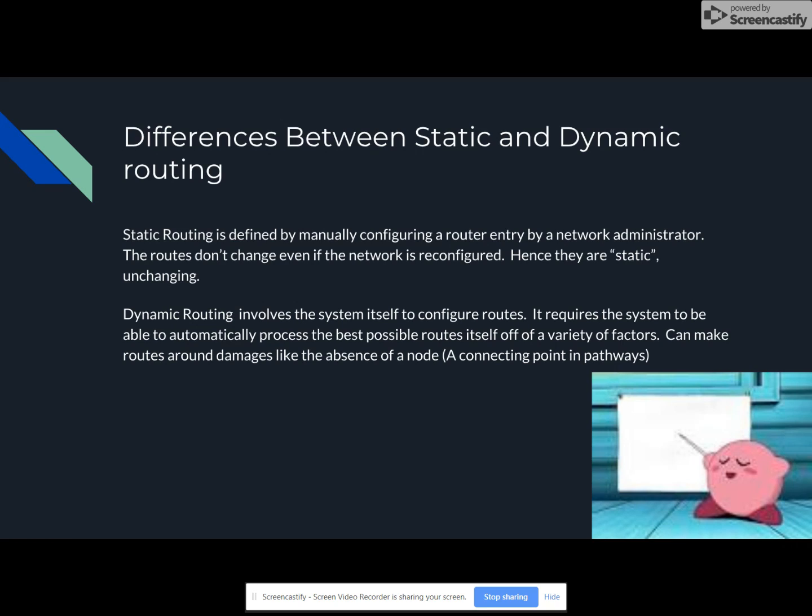So static routing is basically what we do here in Cisco. We manually configure all of the router entries. But the thing is, even if the router is changed or reconfigured, the routes stay the same. Hence, that's where the name static comes from.